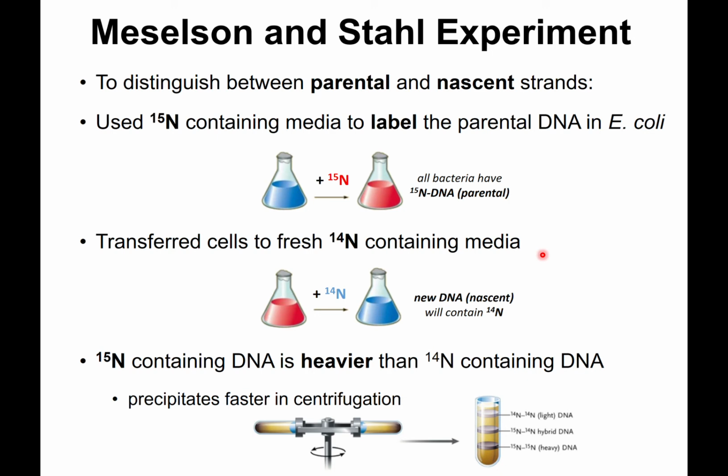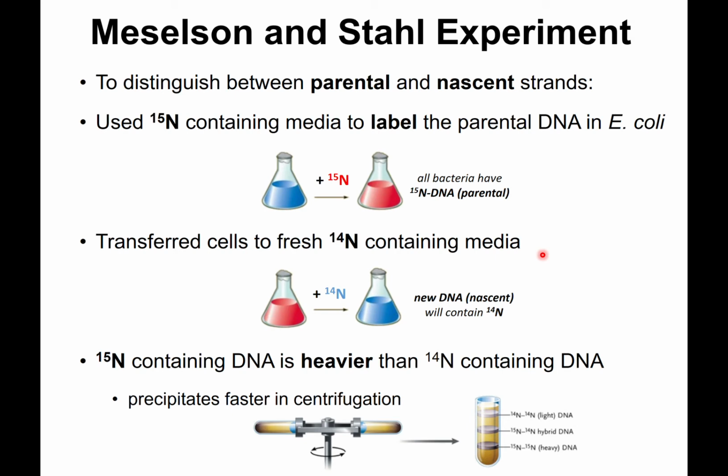So let's talk about how we finally had evidence supporting the semi-conservative model of replication. This was done by these two scientists, Meselson and Stahl, who basically did a very clever experiment where they used bacteria of the species E. coli, Escherichia coli. They first developed a method to recognize new and old DNA. How did they do that?